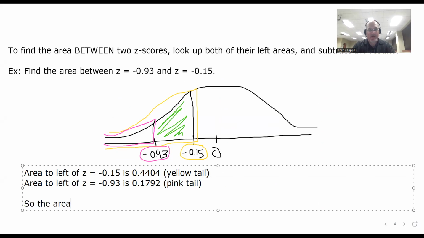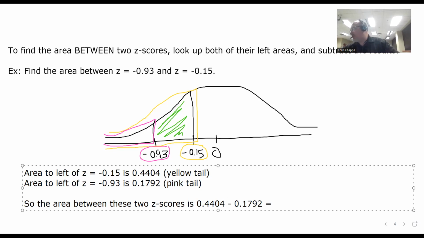So the area between these two z-scores is 0.4404 minus 0.1762, which is whatever it is.